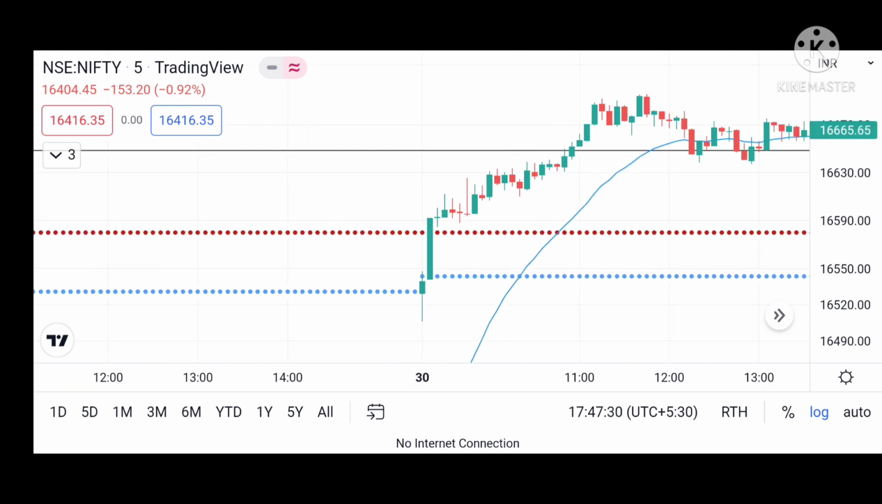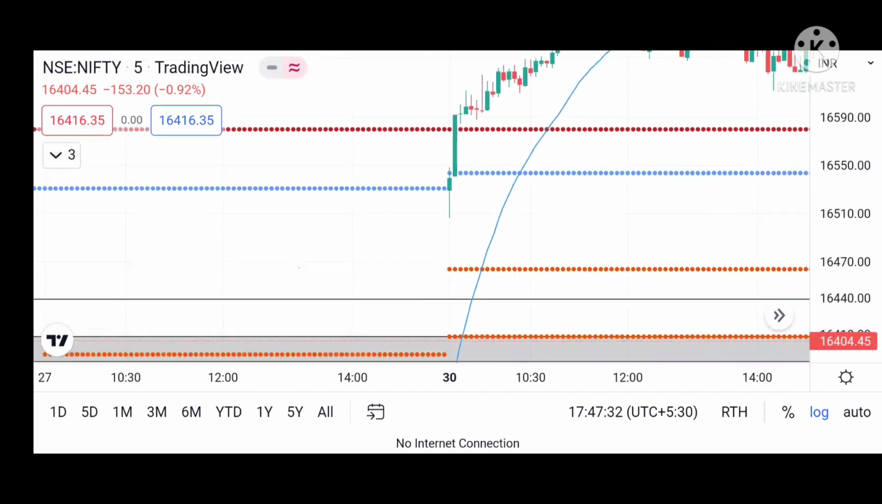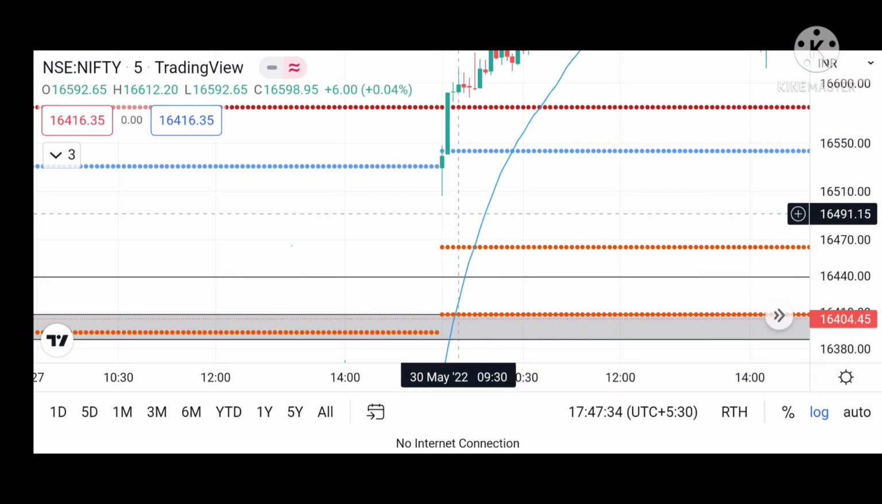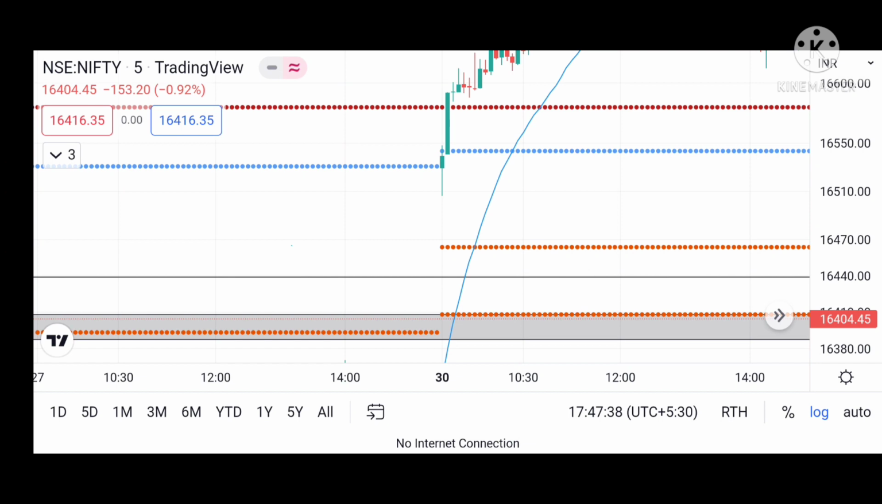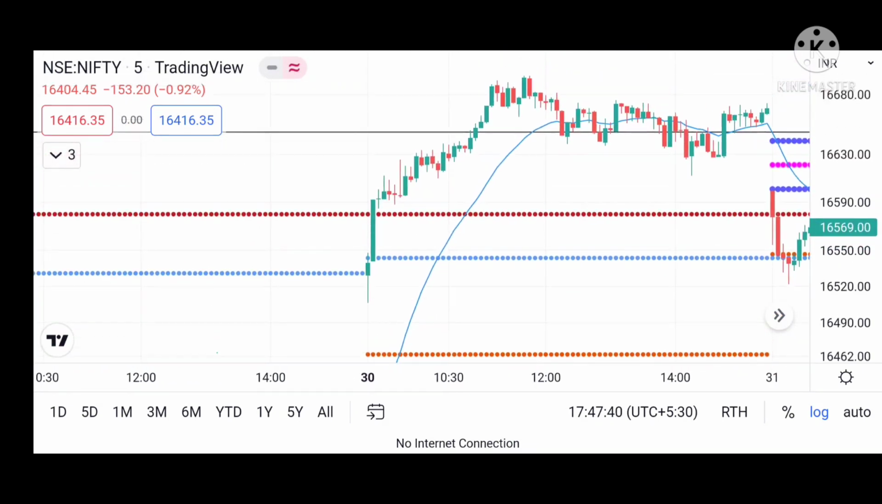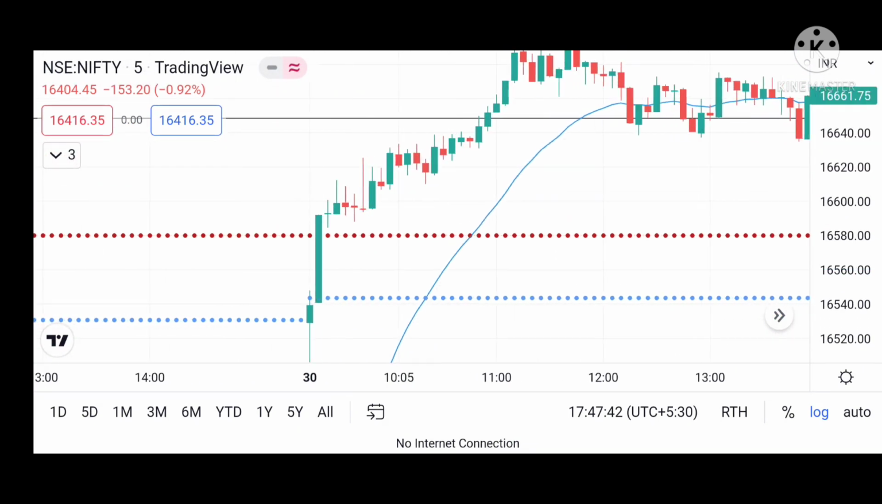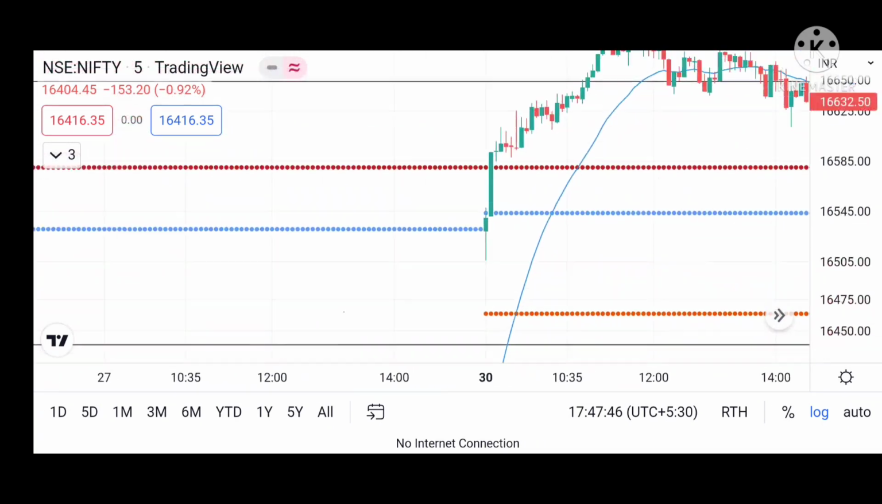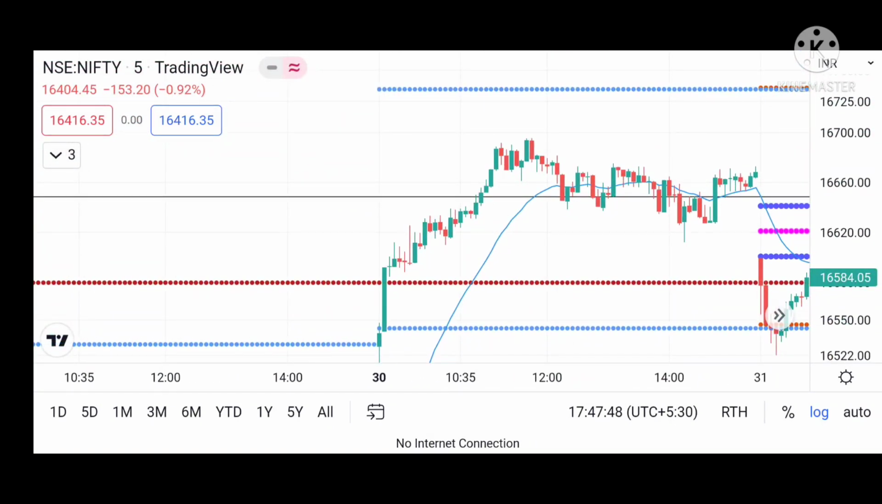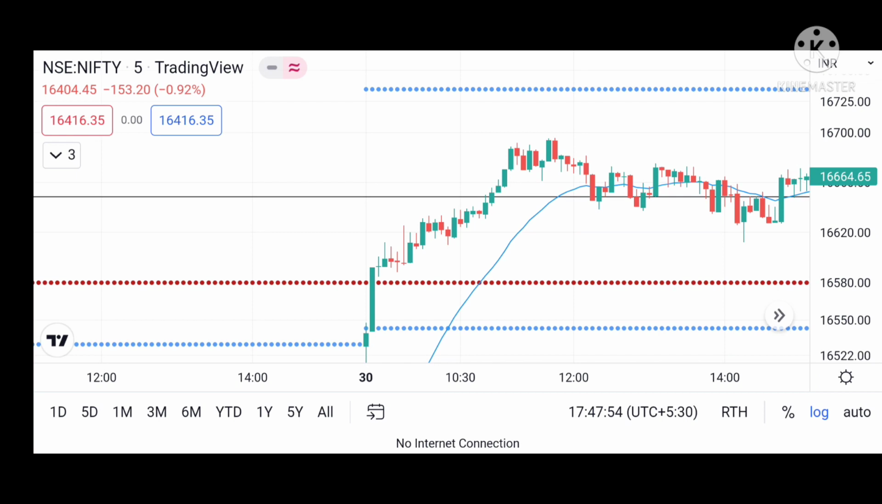And please keep one thing in your mind: mark this gap up and gap down level. It is very important, it acts as an important support and resistance. But whenever the market opens with a gap up or gap down, generally try to avoid trade, because it's not our cup of tea. We are not big players who can make our own candle. So just keep quiet.